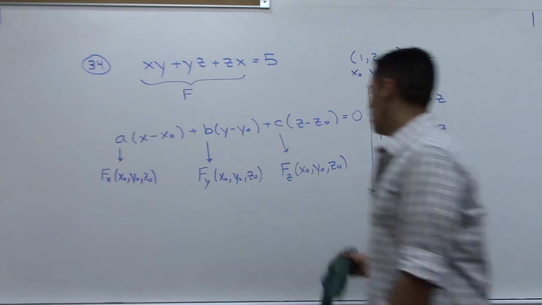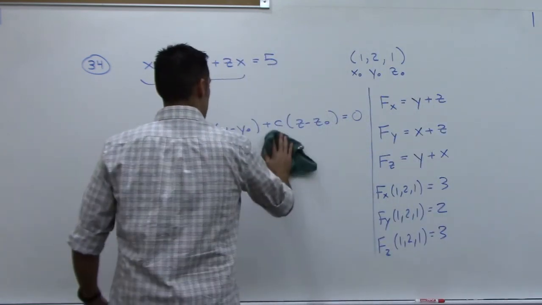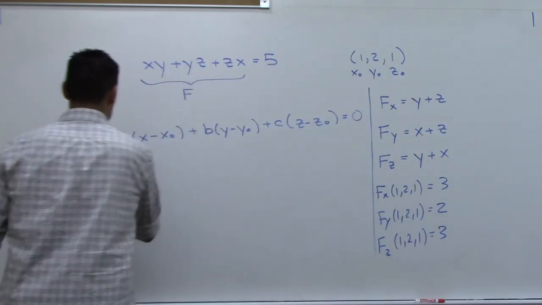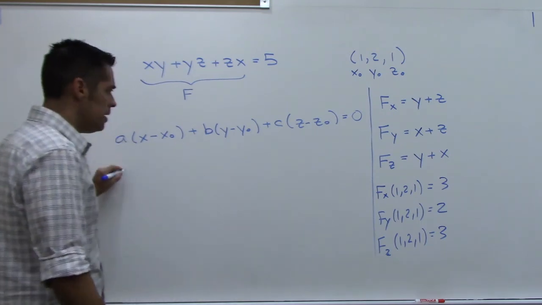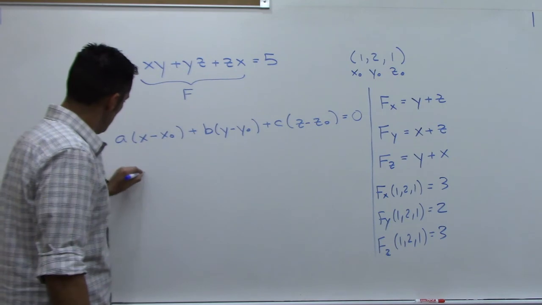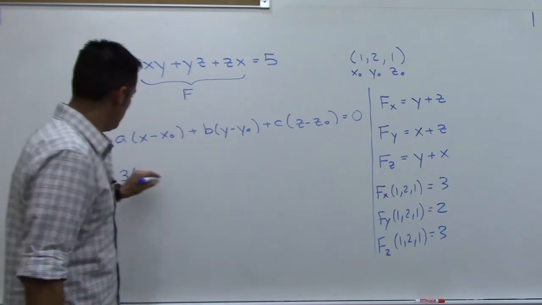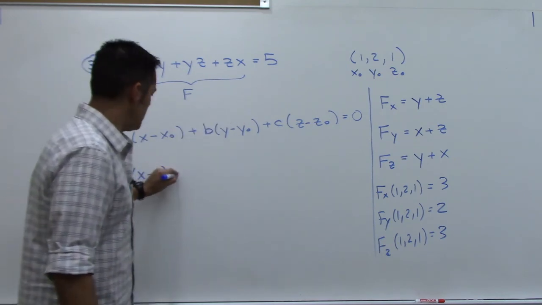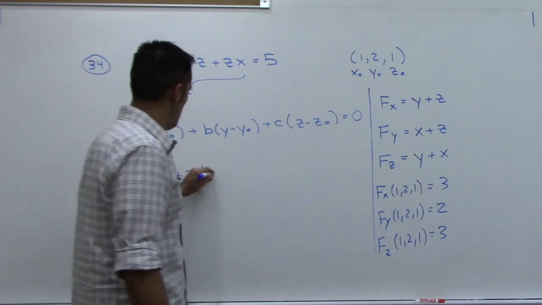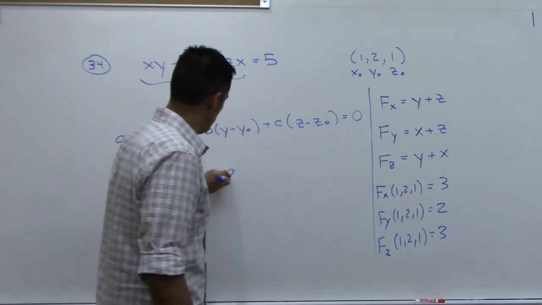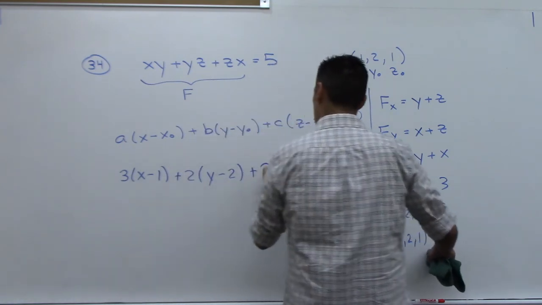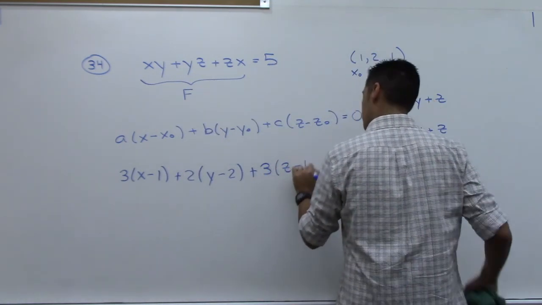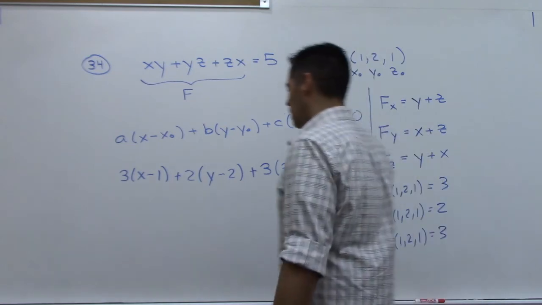So now I can come back over to my equation for my plane. I know what these pieces are. I'm ready to go. So I have 3, x minus x naught was 1, plus 2, y minus y naught was 2, plus 3, z minus z naught was 1, equals 0.